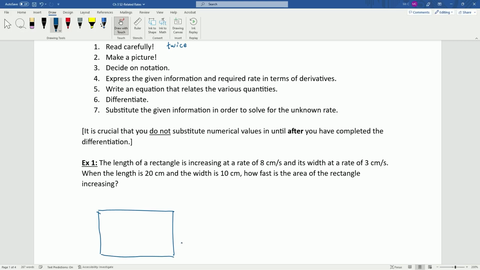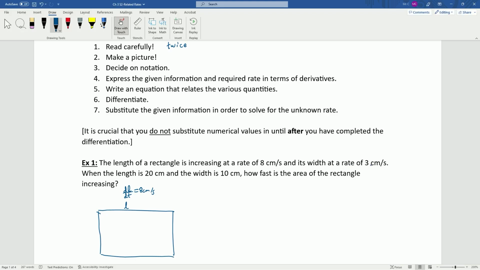Okay. So the length of the rectangle is increasing at 8 centimeters per second. Well, let's call the length L. Then the increasing rate would be dL/dt. All right? So that's dL/dt, and that's 8 centimeters per second. So the length of the rectangle is increasing at a rate of 8 centimeters per second. All right, so we've decided on some of our notation as we're making our picture. Sometimes you won't do these in the exact order, or you might do multiple parts at once. That's perfectly fine.